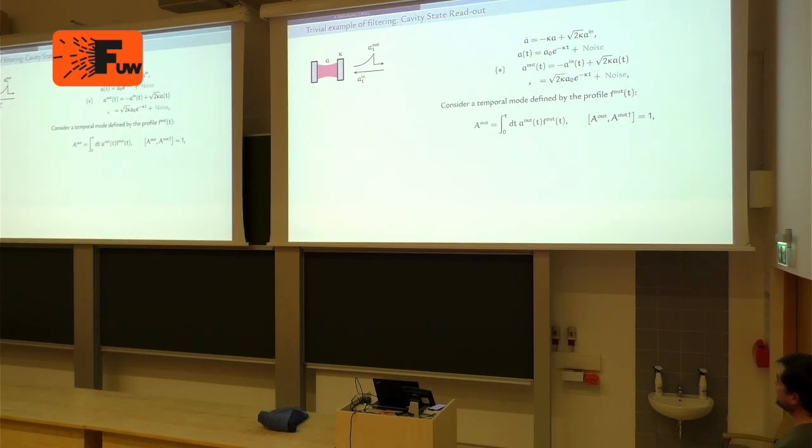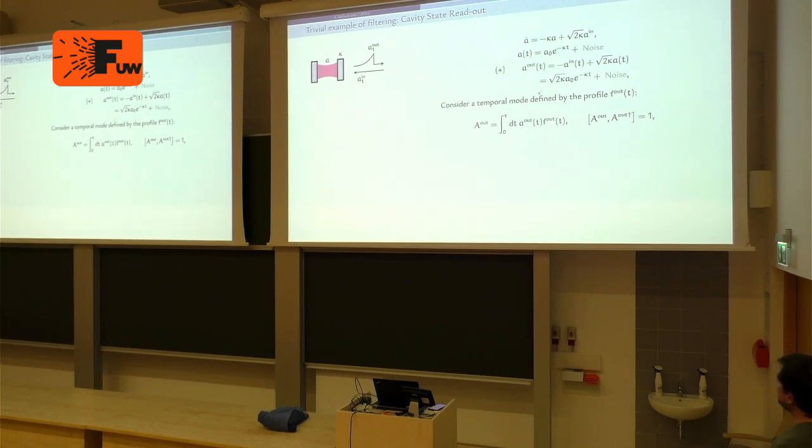And I do that by performing the filtering. Practically, it means that I define a temporal mode of the leaking field by convolving my instantaneous field with some filtering function, which has to be normalized such that this temporal mode is really a proper harmonic oscillator. Basically, once this fundamental commutation relation holds, then my temporal mode is described by a proper, well-defined quantum harmonic oscillator, and I can make statements about its statistics. Right?